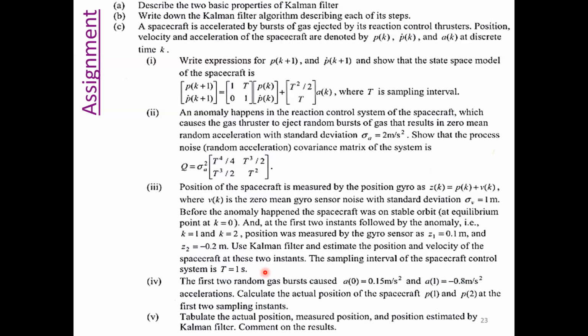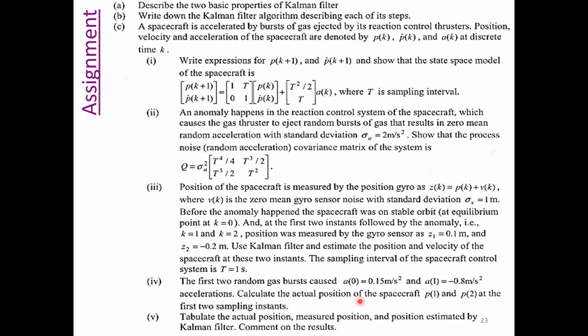Now, if I follow through step 4, the first two random gas bursts are given. That is, A0 is 0.15 meters per second square. The first gas burst is actually known. Maybe it is also measured. And we assume that to be accurate. And the second gas burst at k equals 1 is assumed to be negative 0.8 meters per second square. So these are the accelerations given because of the burst of gas.